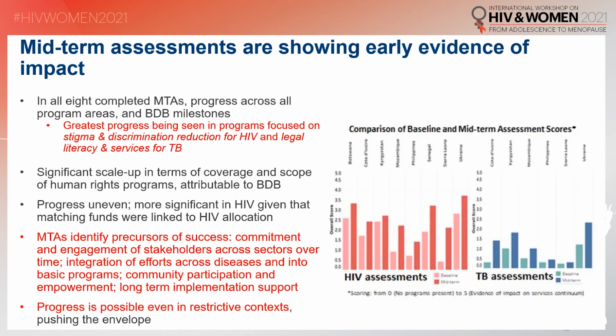The midterm assessments identify key elements of success, and these include commitment and engagement of stakeholders across sectors over time, integration of efforts across diseases and into basic programs, and importantly, community participation and empowerment, as well as long-term implementation support. I also wanted to highlight that progress we've seen is possible even in quite restrictive contexts. And I just wanted to highlight this because it's somewhat encouraging that despite some of the very negative direction we're seeing on human rights in some parts of the world, progress is still possible.